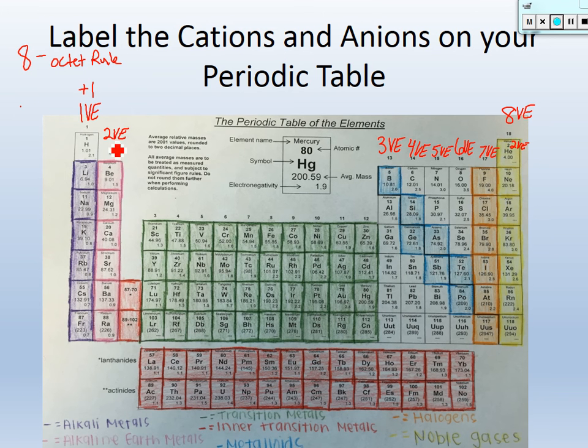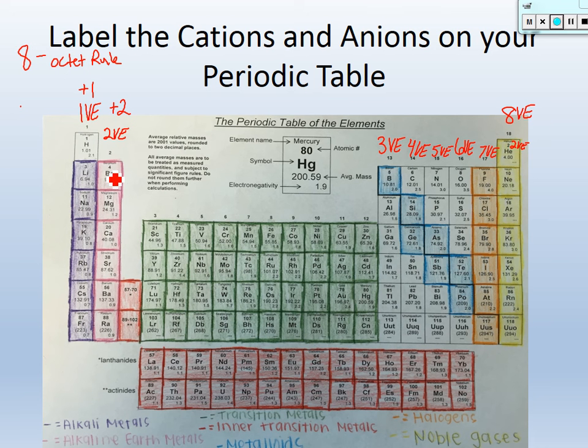Group 2 has 2 valence electrons. Easier to gain 6 more or just lose these 2? Lose 2. So what charge would they have if they lost 2? They would now have 2 more protons than electrons, or a plus 2 charge. Okay, so everyone in group 2 is going to have a plus 2 charge.